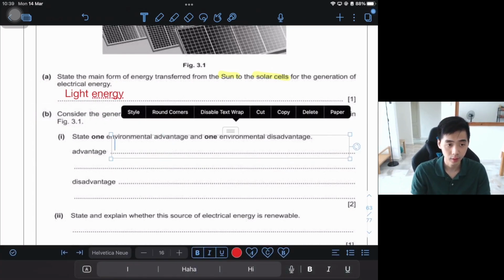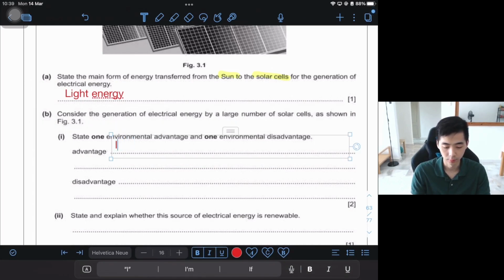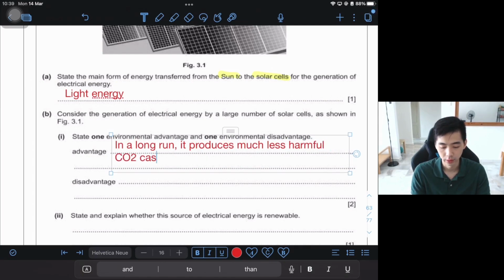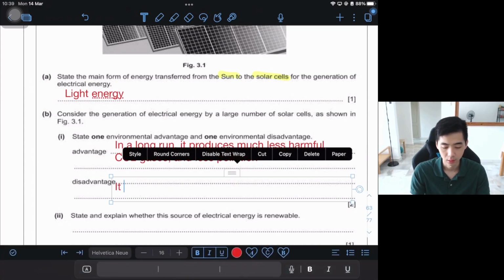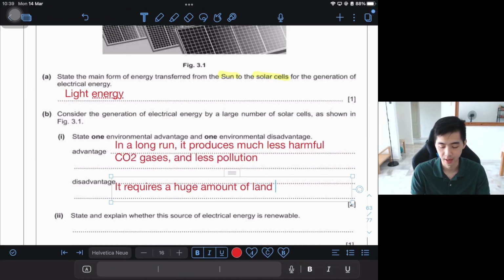So looking at this question here, the first advantage of this is that in the long run, it produces much less harmful CO2 gases and less pollution. Then after that, the disadvantage here is obviously that it requires a huge amount of space. It requires a huge amount of land or space.